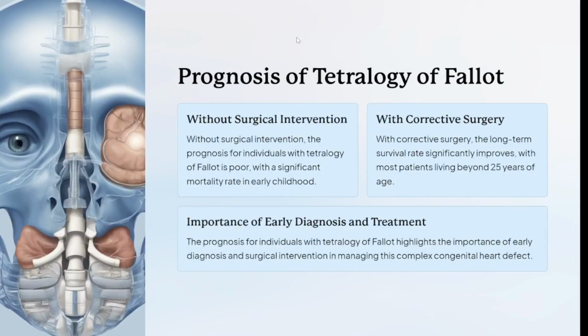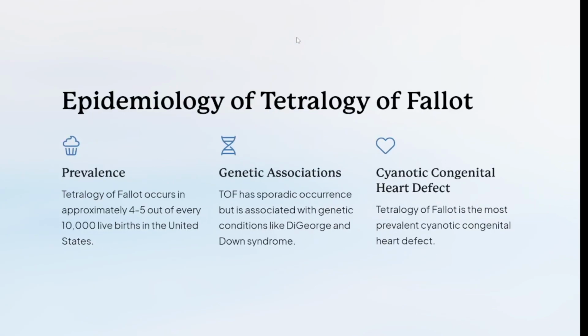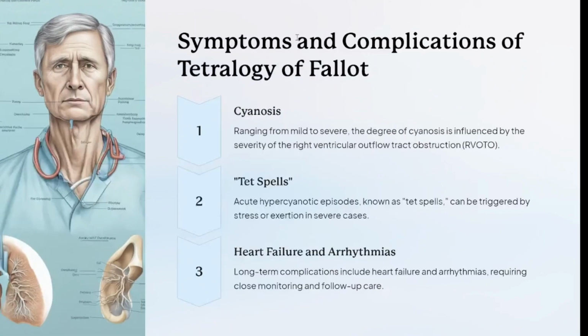Prognosis: without surgical intervention, the prognosis is poor, with a significant mortality rate in early childhood. With corrective surgery, the long-term survival rate significantly improves, with most patients living beyond 25 years of age. This summary provides a comprehensive overview of TOF, highlighting the importance of early diagnosis and surgical intervention in managing this complex congenital heart defect.